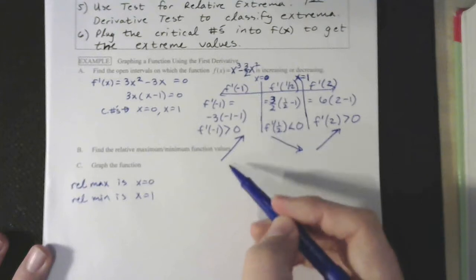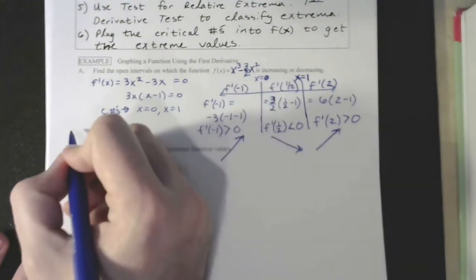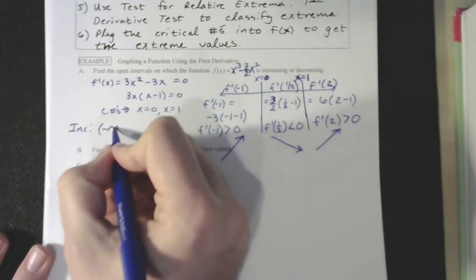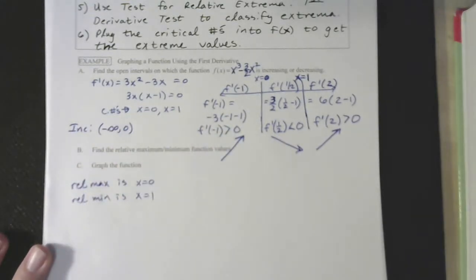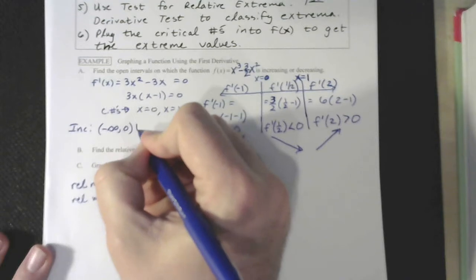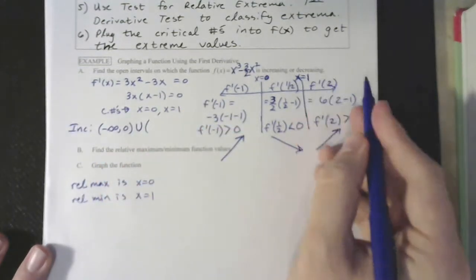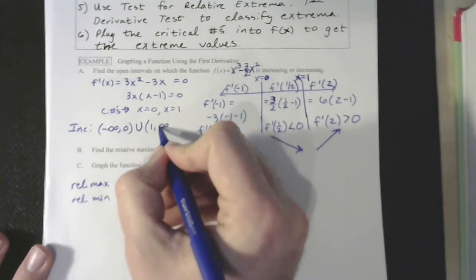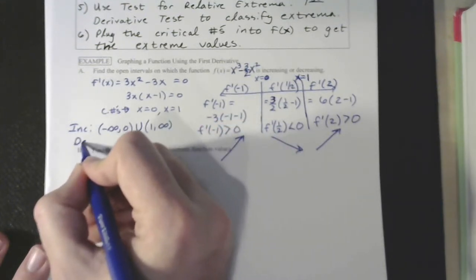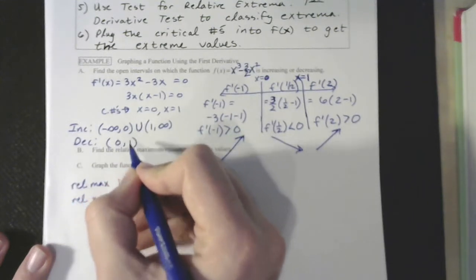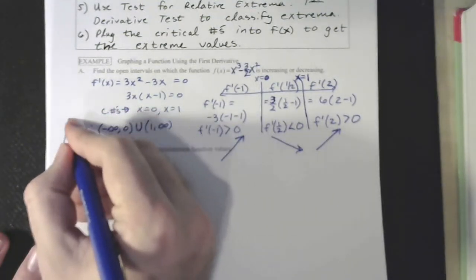We're increasing here to the left of 0. So increasing to the left of 0 means negative infinity all the way up to 0, not inclusive. And then union, we're increasing over here, which is 1 up to infinity. And our decreasing intervals then must be 0 to 1. So this would be our answer to part A.